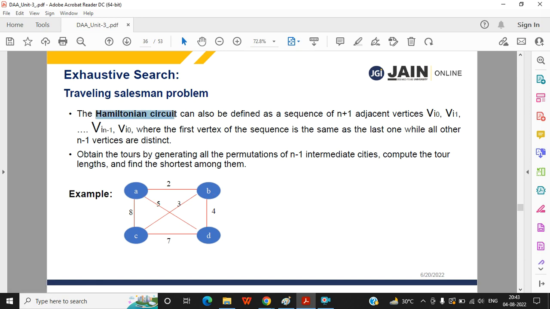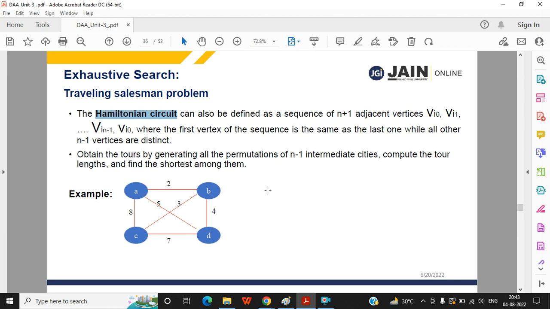Hamiltonian circuit. Okay, Hamiltonian circuit is basically graph theory. You remember Hamiltonian circuit? I don't think that Hamiltonian circuit was there. Okay, now Hamiltonian circuit should be there. Eulerian graph, Hamiltonian path was there. In assignment problem, this kind of word was there. No, it was not there in assignment problem. It was there in graph theory.